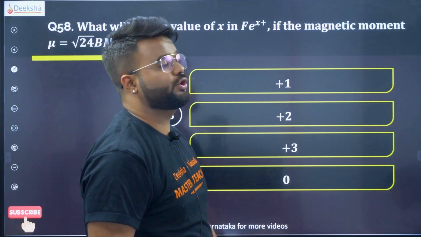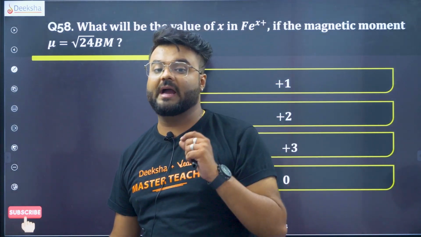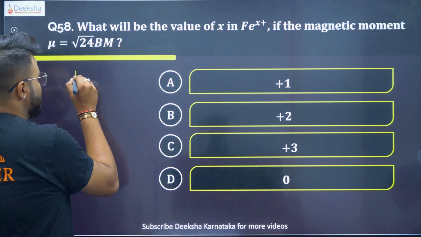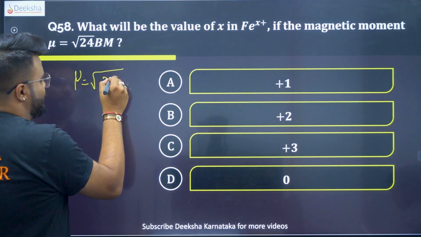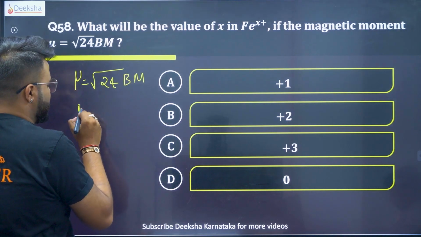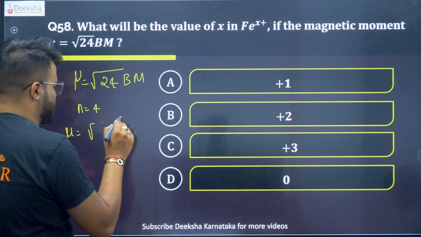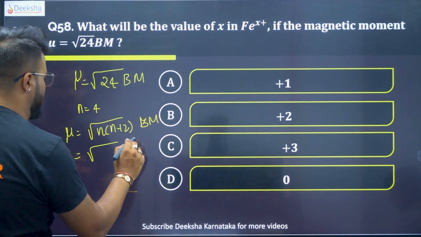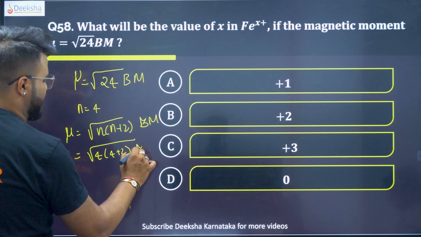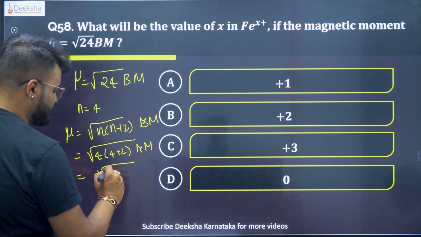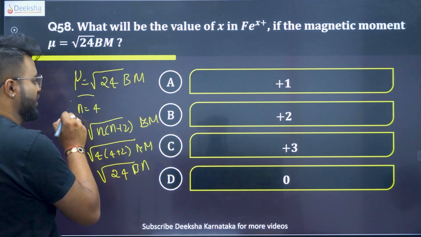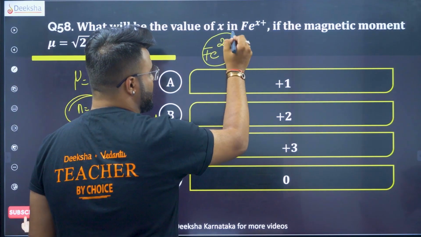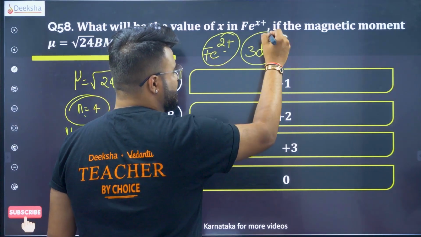Now, what will be the value of Fe^x+ if the magnetic moment is root of 24 Bohr magneton? Now, when I consider mu equals root 24 Bohr magneton, I'll consider n equals 4. Therefore, mu equals square root of n into n plus 2 Bohr magneton. Therefore, root of 4 into 4 plus 2 Bohr magneton is nothing but root of 24 Bohr magneton. Now we have got n equals 4.